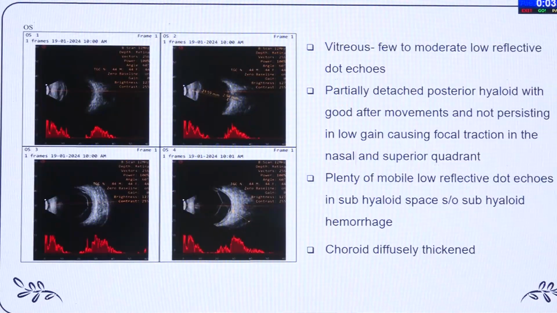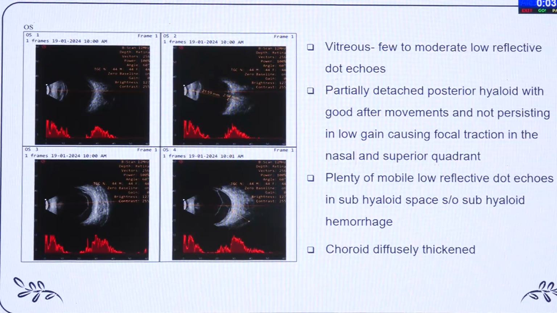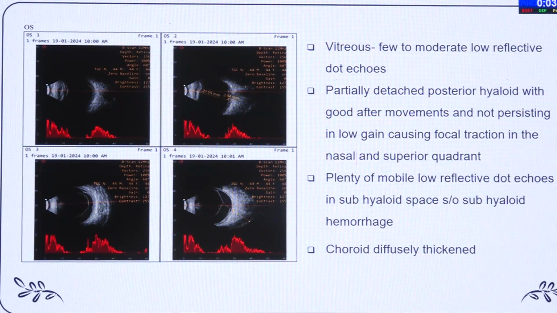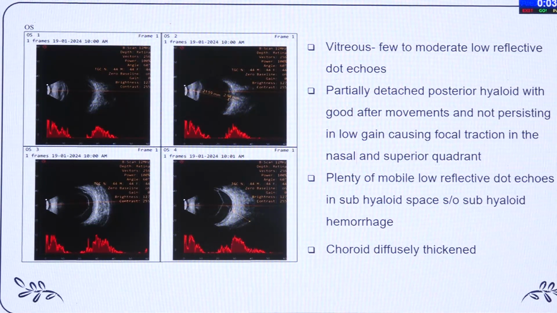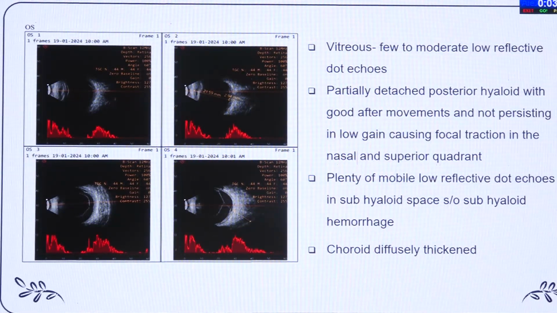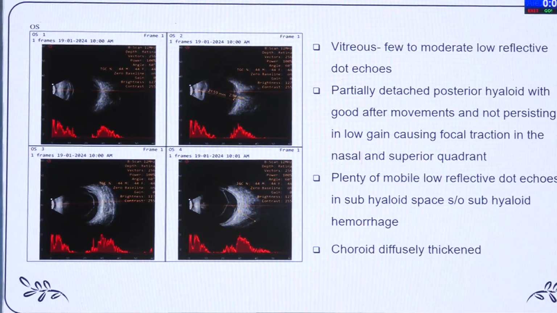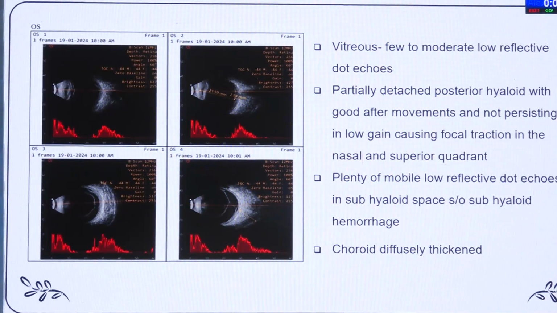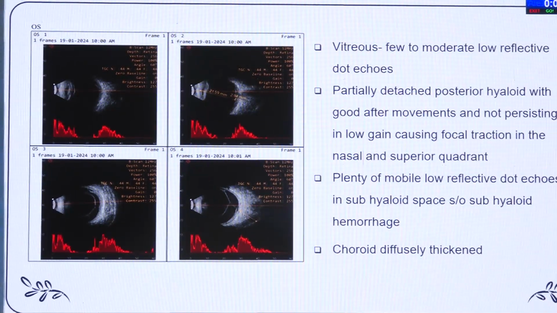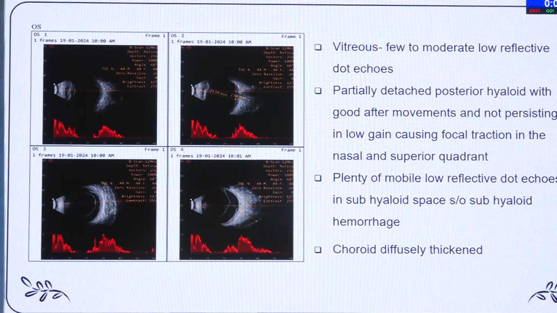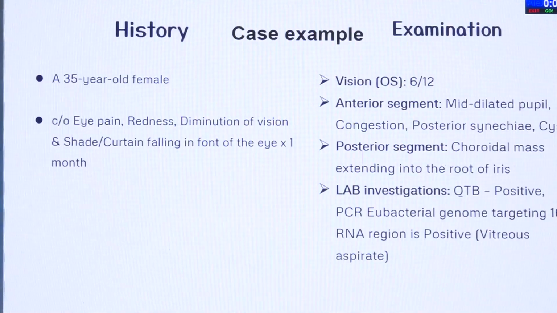Look at the ultrasound pictures. Ultrasound showed vitreous with few to moderate low reflective echoes, a partly detached posterior hyaloid with good aftermovements, not persisting in low gain, causing focal traction in the nasal and superior quadrant. Plenty of mobile low reflective dot echoes in the subhyaloid space, suggestive of subhyaloid hemorrhage. And the choroid is diffusely thickened. This indicates that the patient is having an endogenous endophthalmitis.